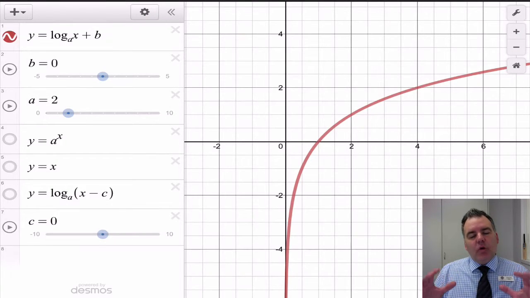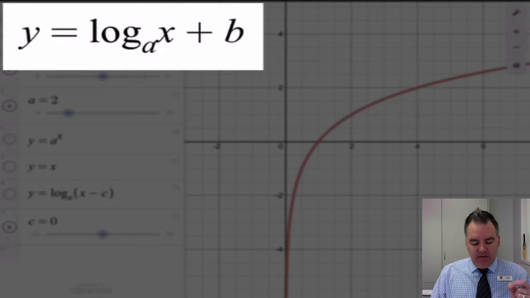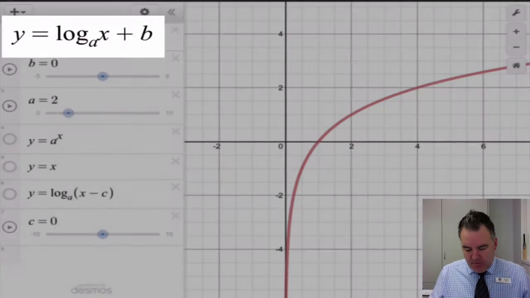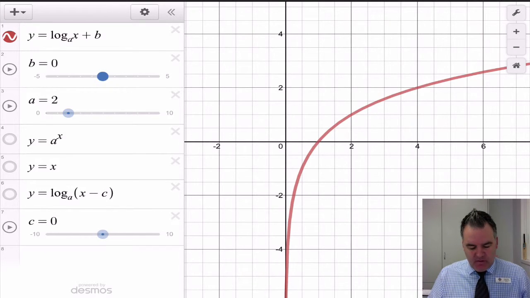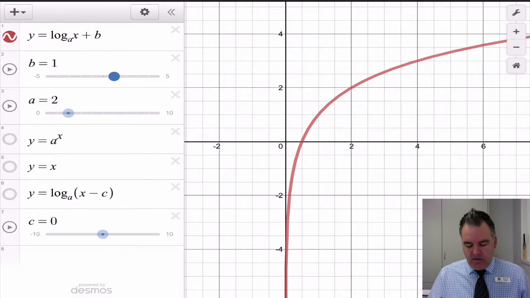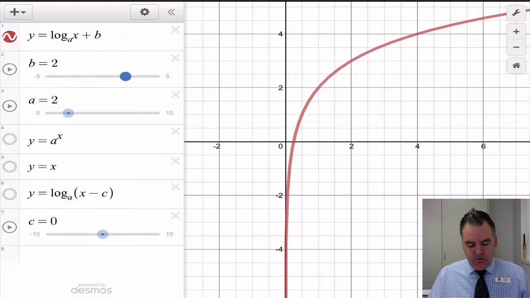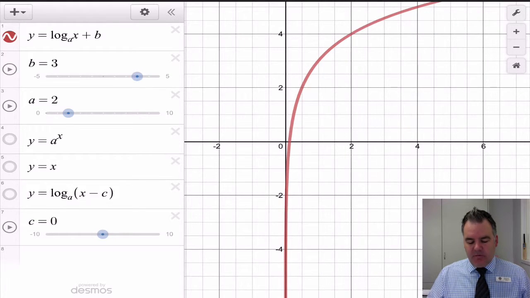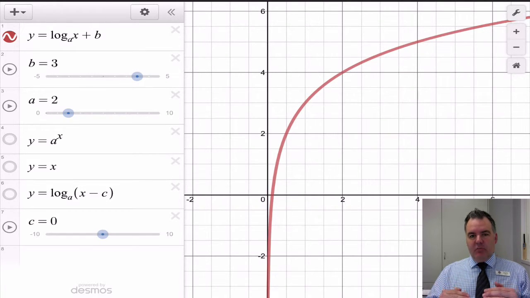So let's look at what happens now if we add a number on the end. We've got log base 2 of x plus a number. Here we've got the graph of log base 2 of x. Here's log base 2 of x plus 1, plus 2, plus 3. You can see basically everything has just moved up that number of places. So instead of the graph going through (1, 0), it's now going through (1, 3). Everything's been shifted up 3 places.